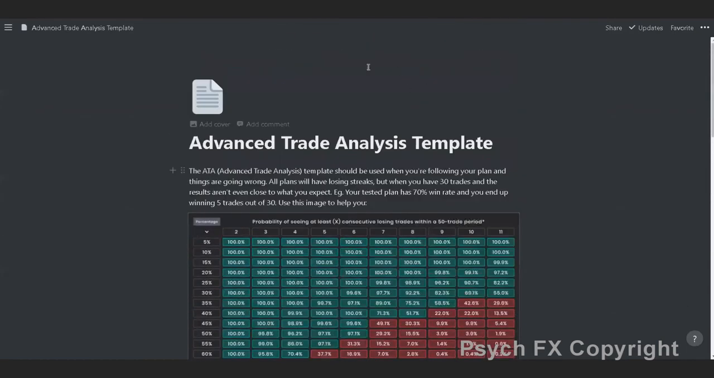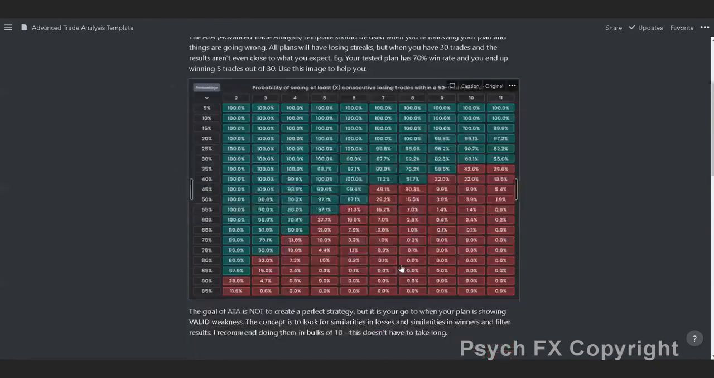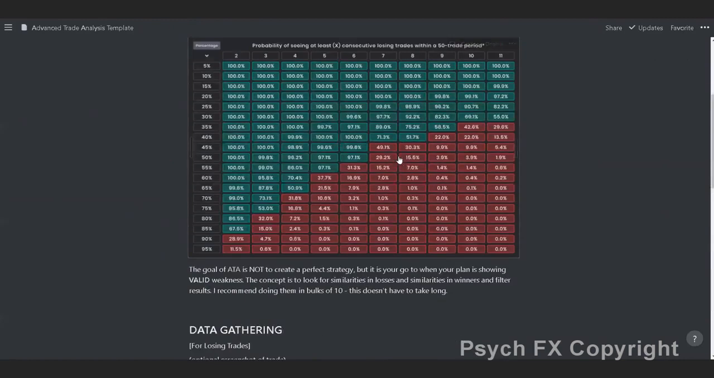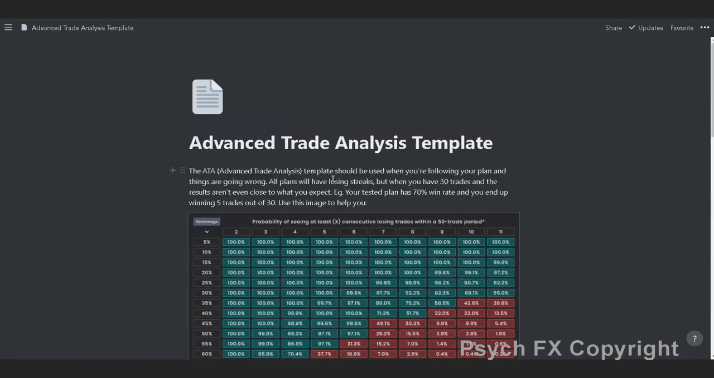Remember, this is only really when your plan is not working, or if your plan is working and you would just like to improve it anyway. This is a really good method of doing so. It doesn't take very long. I can't tell you how much this has been filtered down from when I first started and created this whole process.